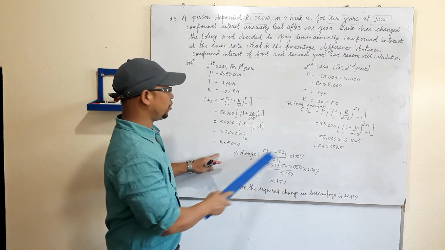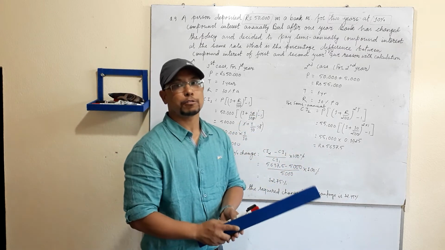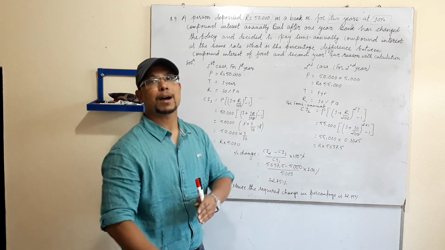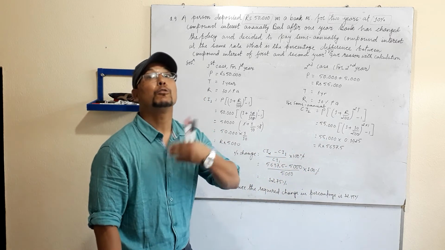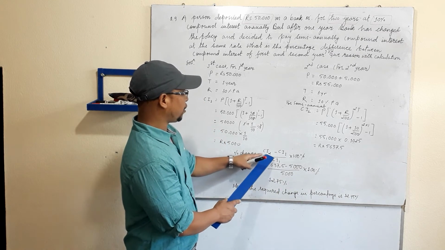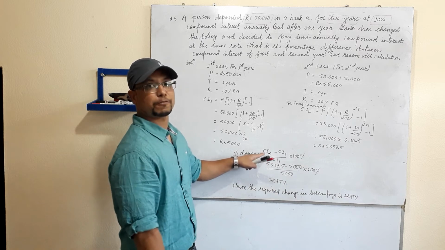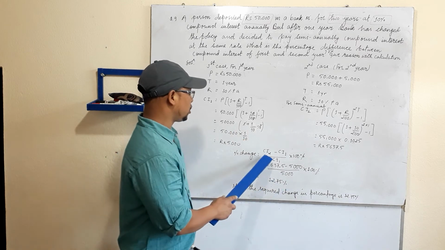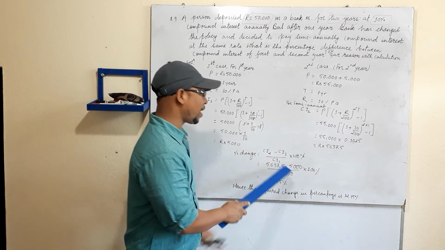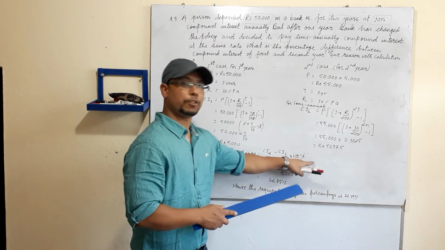The difference in compound interest is this minus this. And what is the percentage in the compound interest? The difference divided by the initial or original value into 100%. Here the difference means CI2 minus CI1, because you should always take the largest one first. So CI2 minus CI1 divided by the original value, this is the previous one, CI1, into 100%.